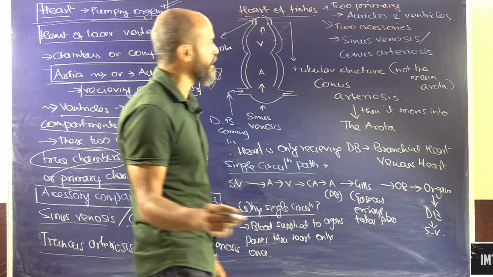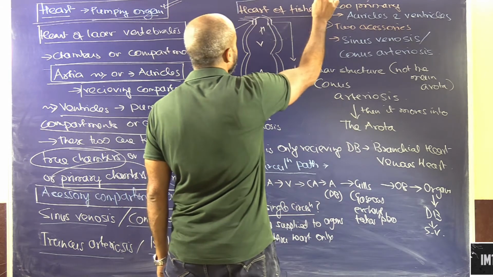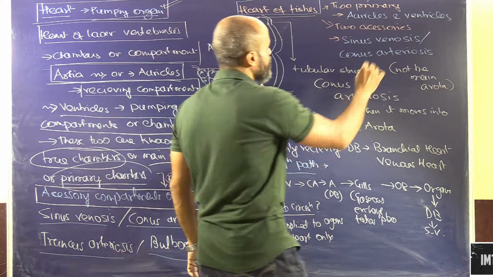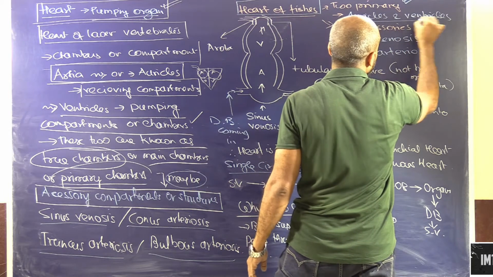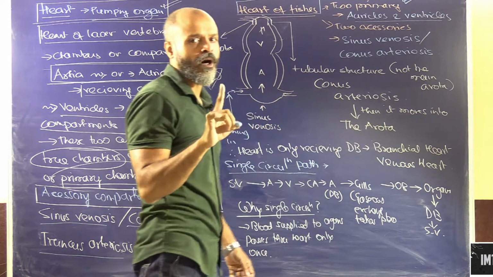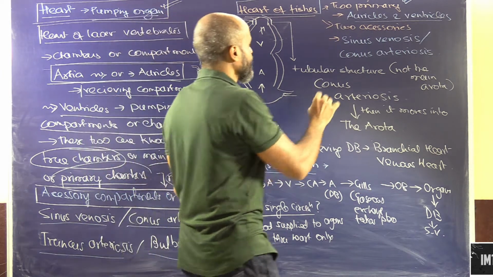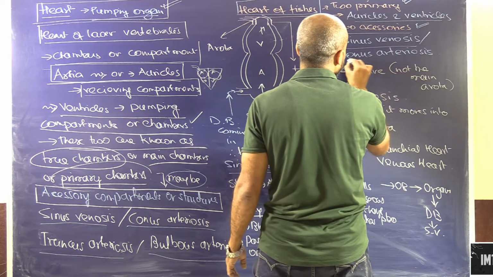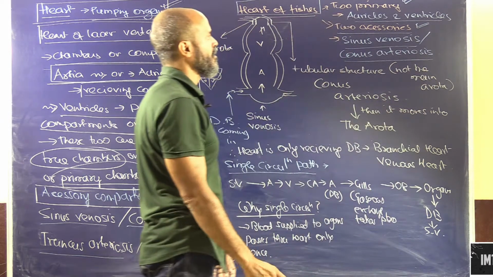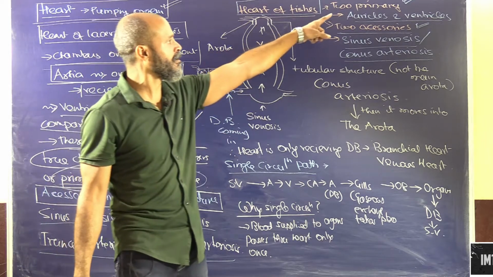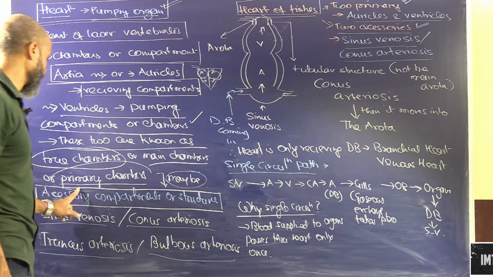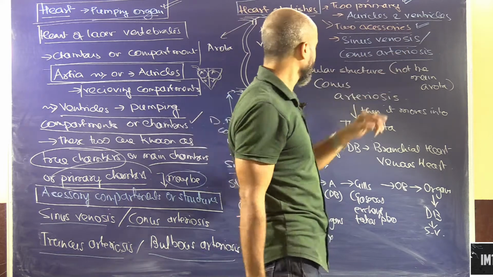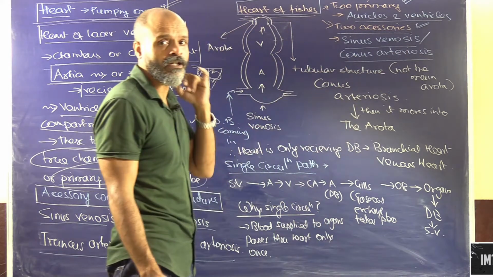So let's take an example of the heart of fishes. How will it look? The heart of fishes has two primary chambers, auricles and ventricles, and there are two accessory organs: sinus venosus and conus arteriosus. So the primary chambers, that is auricles and ventricles, both are there, and we have sinus venosus and conus arteriosus.